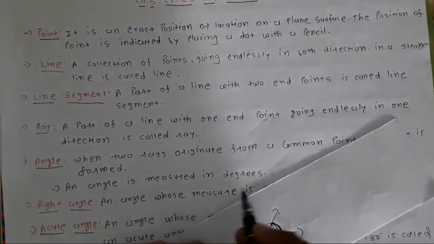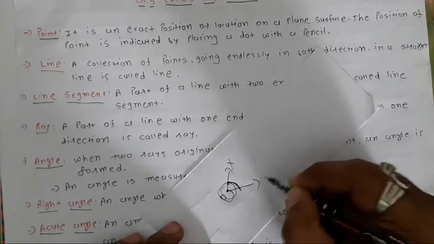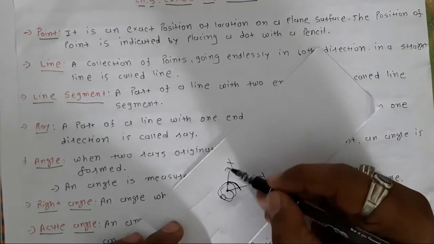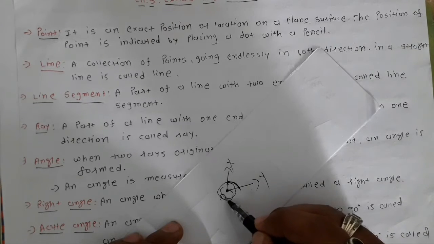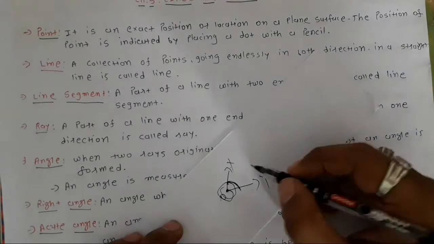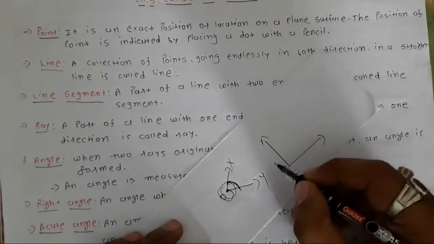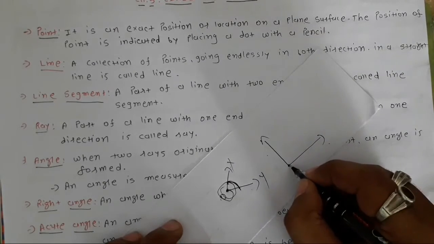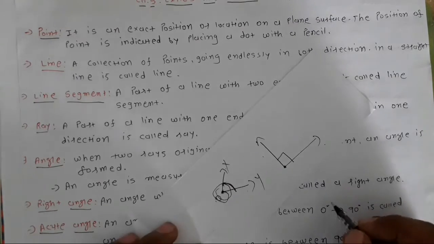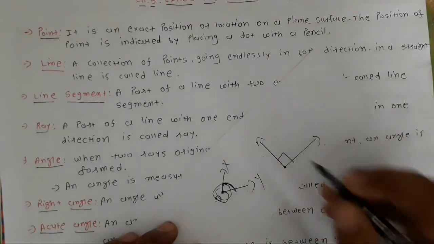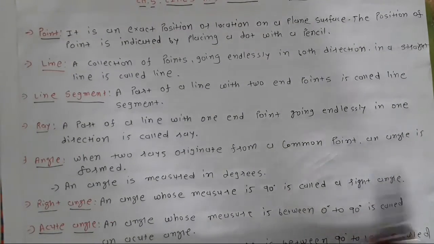Now an angle is measured in degrees. For example, this is my O, this is my X and this one is Y. So ray OX and ray OY intersect at a common point O and form an angle. This is my one ray and this is the second ray. When two rays originate from a common point and form an angle, that is called an angle.